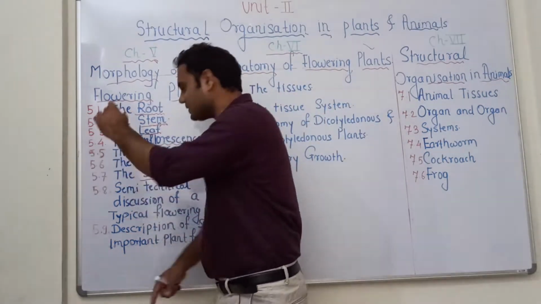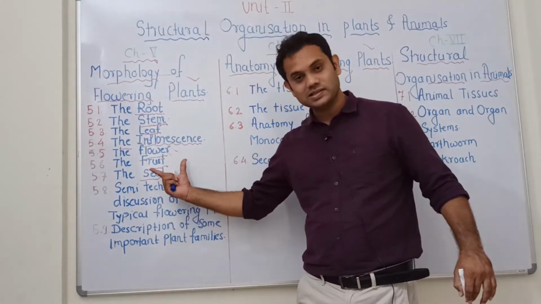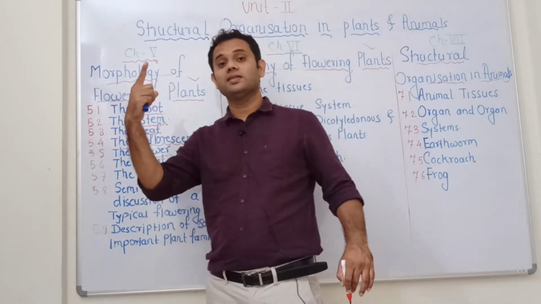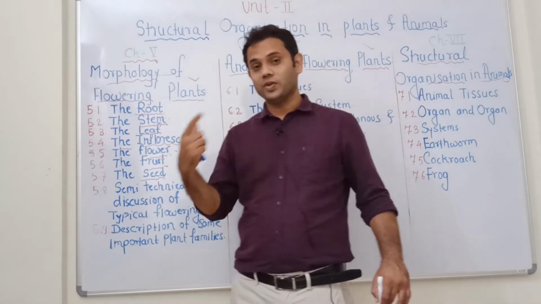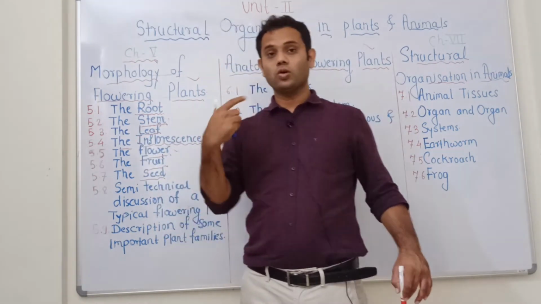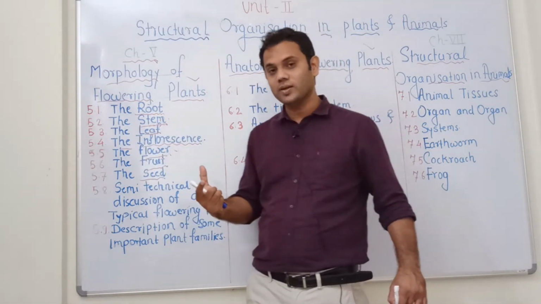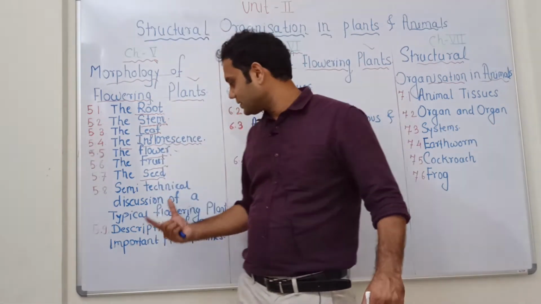Then what is seed? We discussed what is fruit. What is seed? It is the fertilized ovule. What types of seeds are there? Albuminous, exalbuminous, monocot seeds, dicot seeds. So that will be discussed.